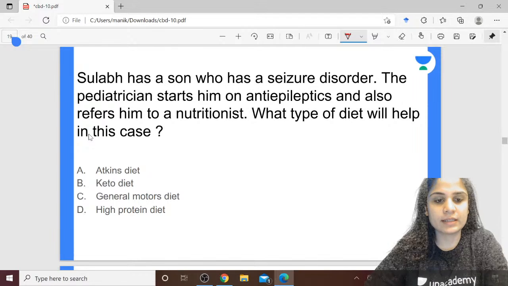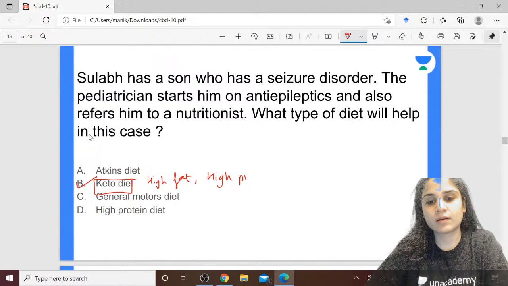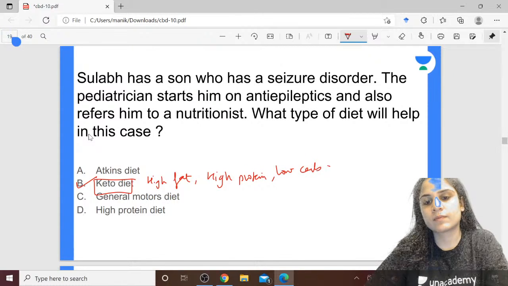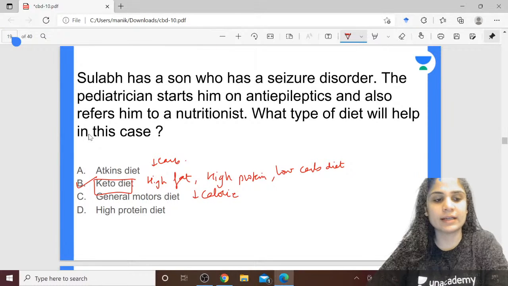Alright, absolutely correct, guys. So remember, what is keto diet? Keto diet is nothing but high fat, high protein and low carb diet. Okay, Atkins diet is nothing but a low carb diet. General Motors diet is overall a low calorie diet. And high protein diet is high protein diet.